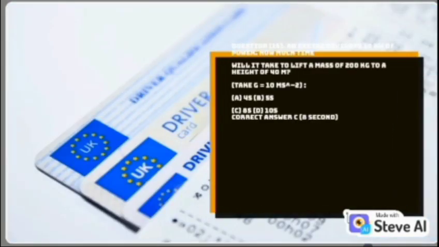Question 16. An engine develops 10 kW of power. How much time will it take to lift a mass of 200 kg to a height of 40 meters? Take g equals 10 meters per second squared. A. 4 s. B. 5 s. C. 8 s. D. 10 s. Correct answer C.